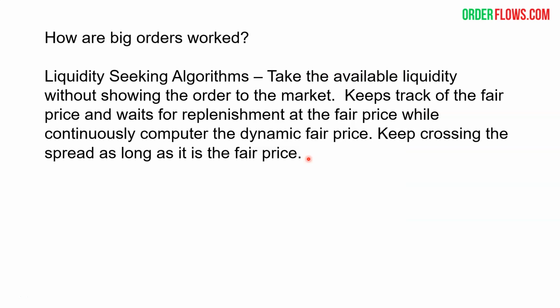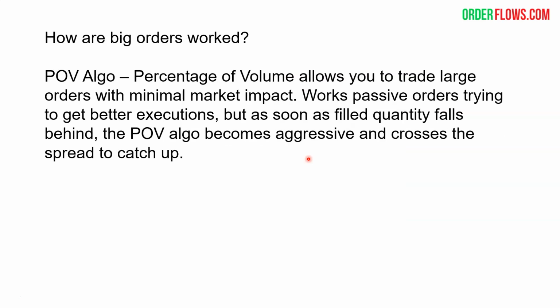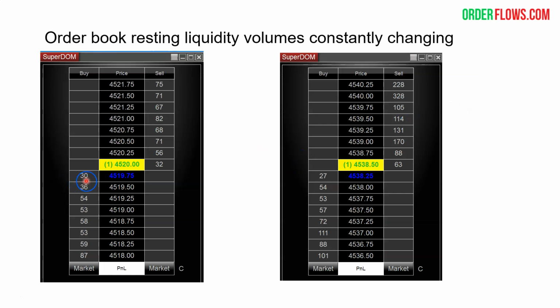Now, another algo that is fairly common is the POV algo, the percentage of volume, and that allows you to trade large orders with minimal market impact, right? Basically, what you want to do if you have a big order is participate in the trading that's going on. So it's going to work passive orders, trying to get better executions, but as soon as the filled quantity falls behind, the POV algo becomes aggressive and crosses the spread to catch up on the order. So again, if it's working a bid but more is trading on the offer, it starts getting aggressive, starts trading more on the offer. It's participating at each price that's trading, basically, is what a percentage of volume is.